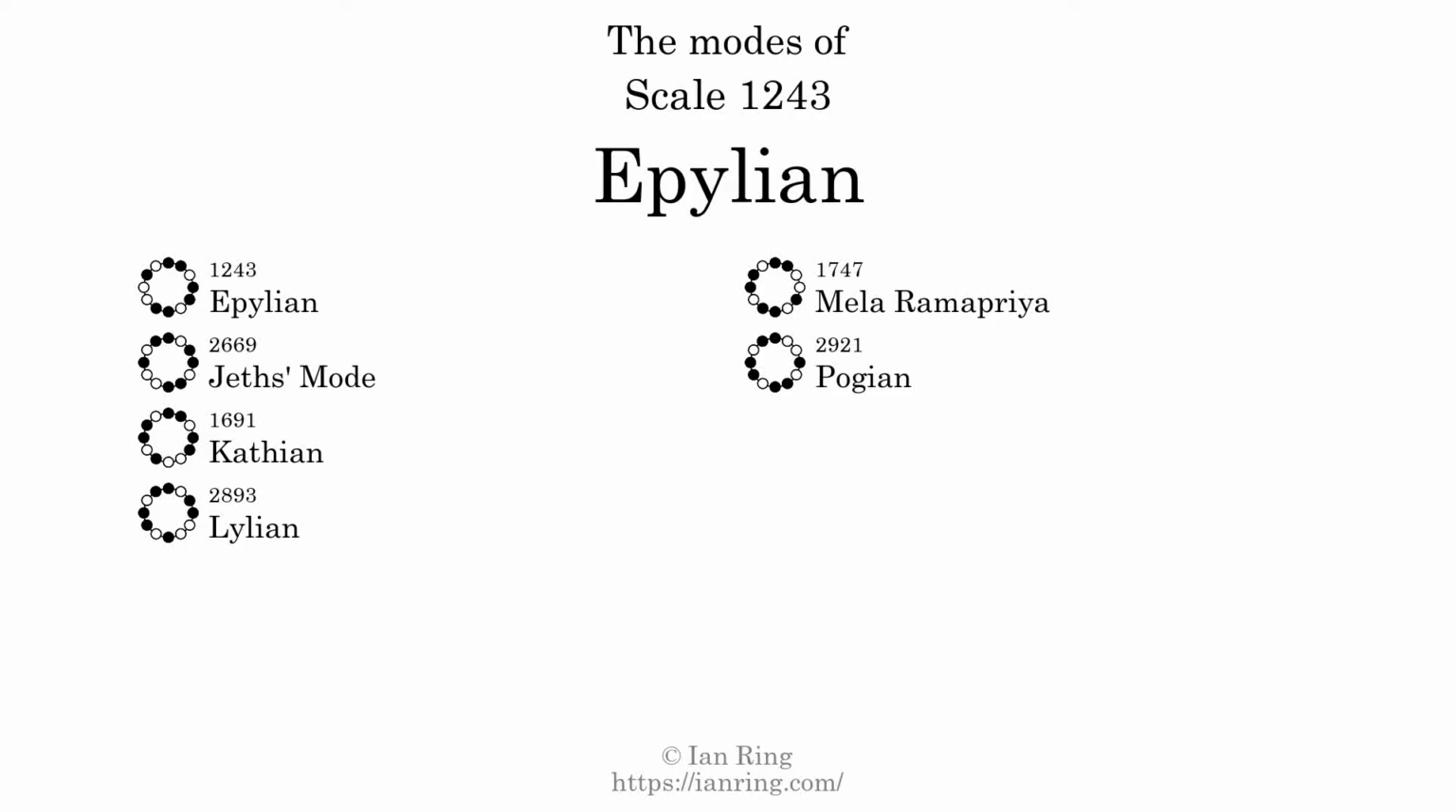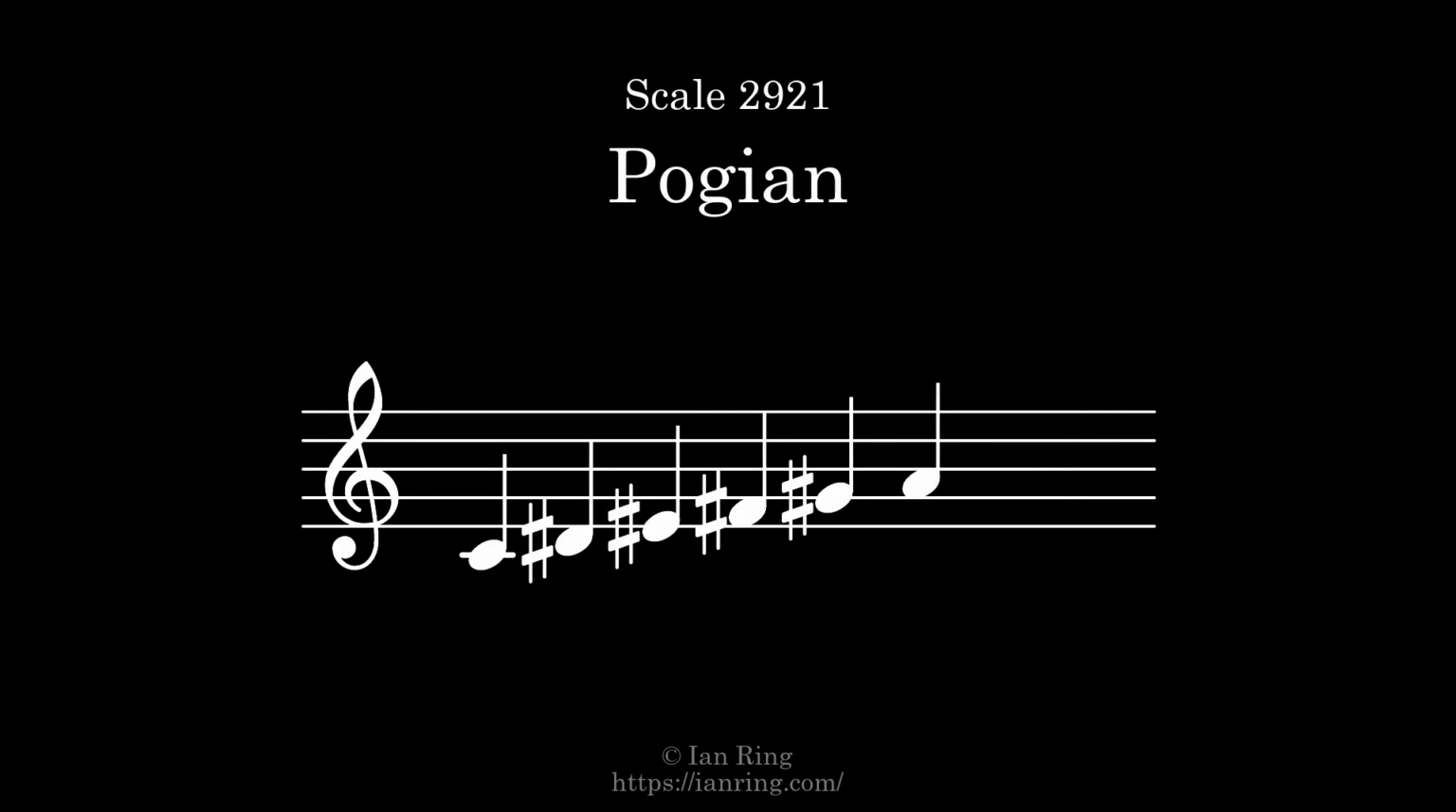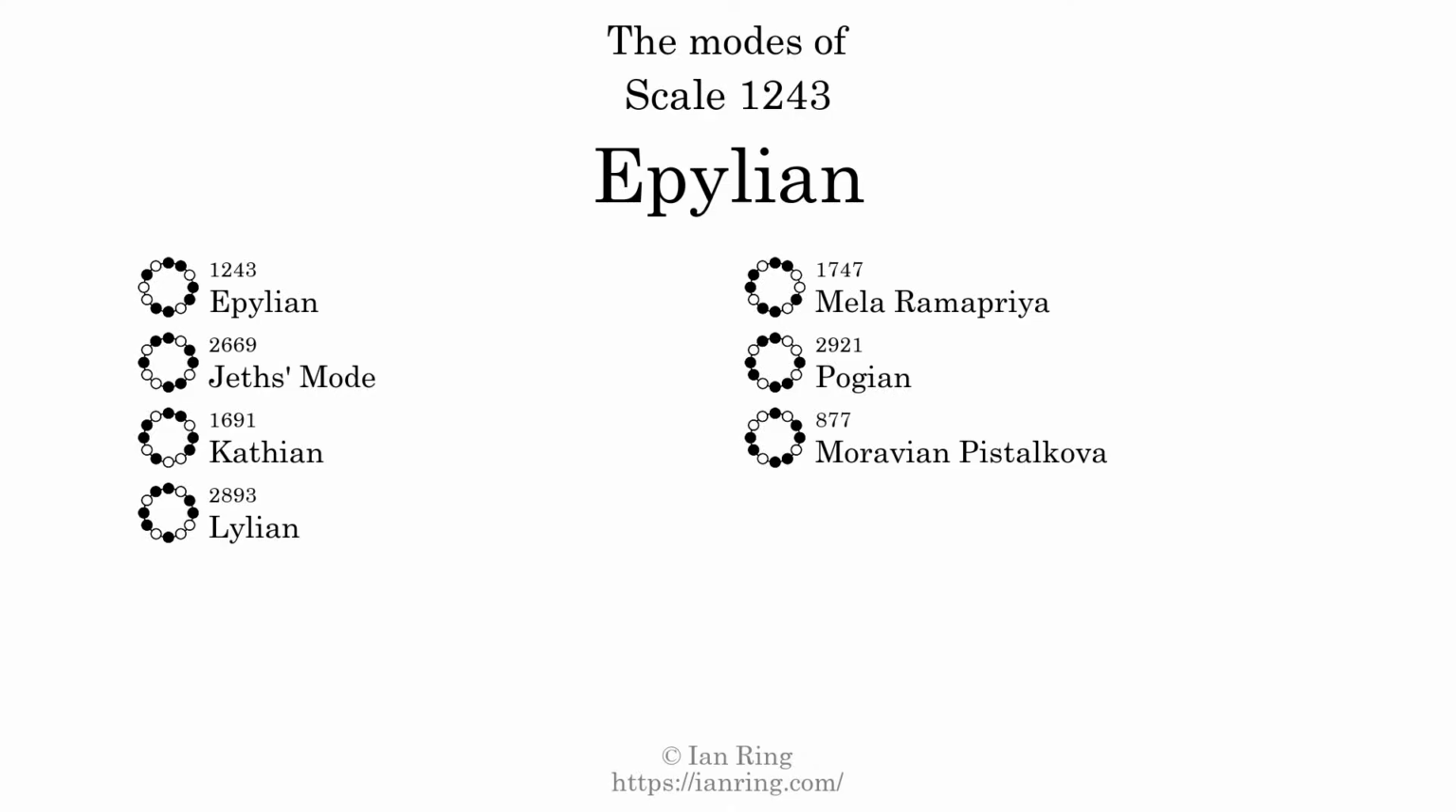The sixth mode is scale 2921, also known as Pojan. It sounds like this. The seventh and last mode is scale 877, also known as Moravian Pistolkova. It sounds like this.